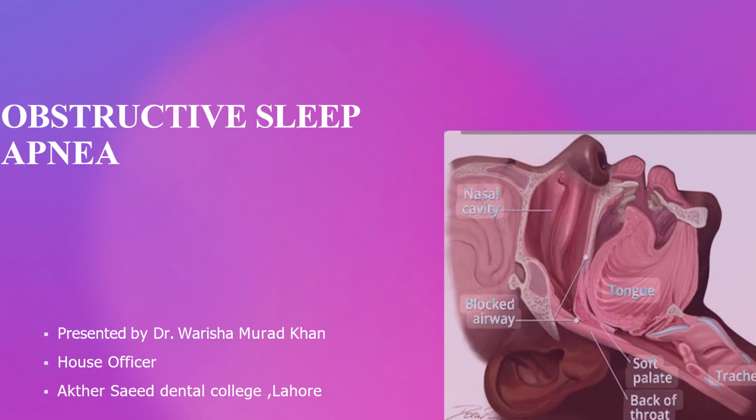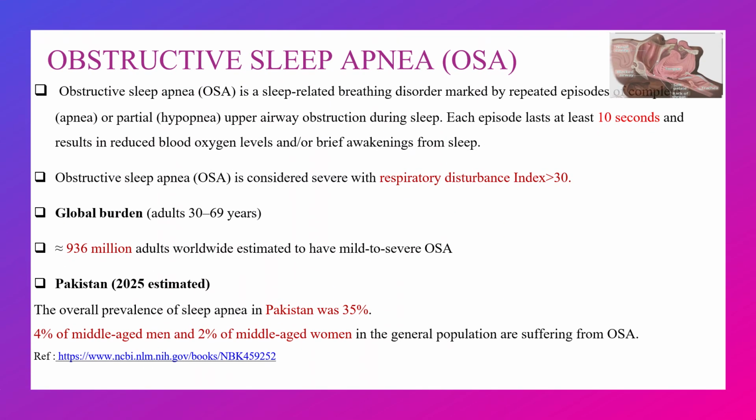Today I will be presenting a topic of obstructive sleep apnea. So what actually is obstructive sleep apnea? Obstructive sleep apnea is defined as a sleep-related breathing disorder marked by repeated episodes of complete apnea and partial hypopnea, upper airway obstruction during sleep. Each episode lasts about 10 seconds and there is a reduction in blood oxygen level. Obstructive sleep apnea is considered severe if the respiratory disturbance index is greater than 30.